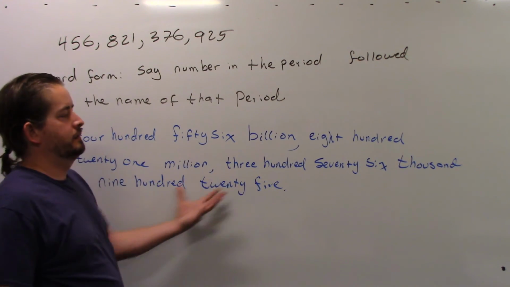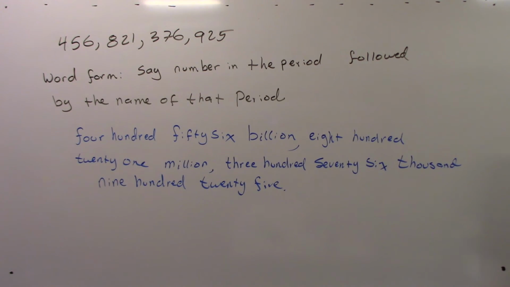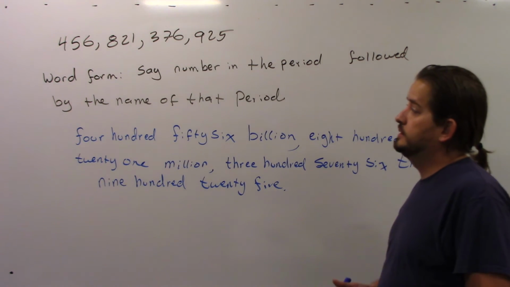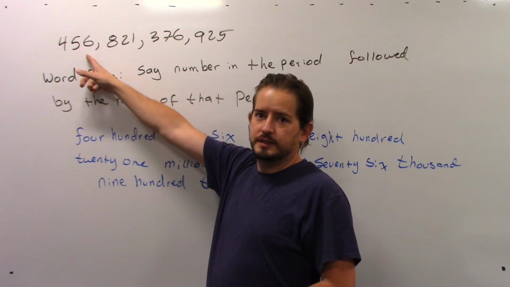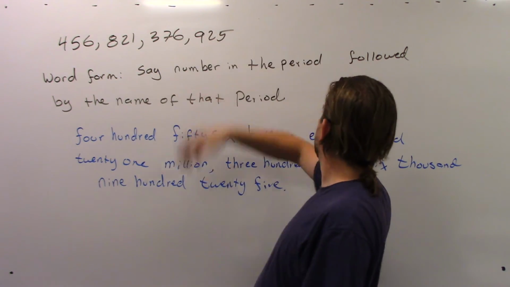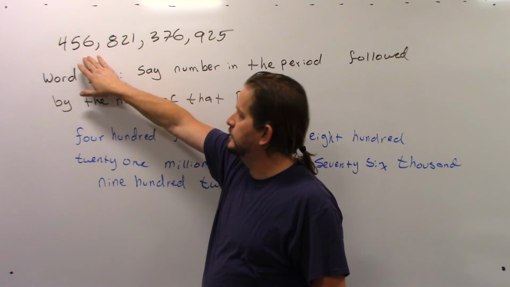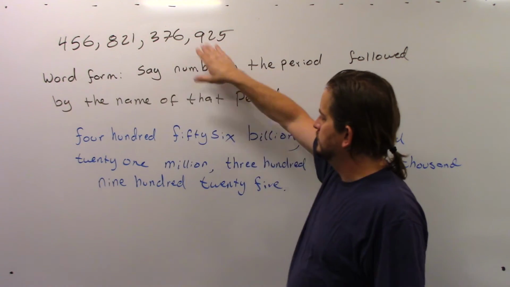So when you look at this huge thing that I've just written here, that is the name of this number, you can see why I prefer to shortcut this, because that's a lot of words. But if you're speaking to somebody, this is what I would say. Without even looking at this, to tell you this number, I would say 456 billion, 821 trillion, or sorry, 456 billion, 821 million, 376,925.